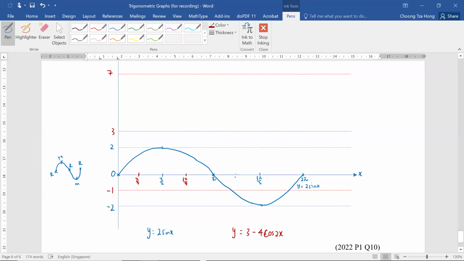Okay, then do the same thing for the second half of the graph. Over here you'll get 5 pi over 4. Basically, you just keep adding pi over 4 for each interval. Then here will be 7 pi over 4.